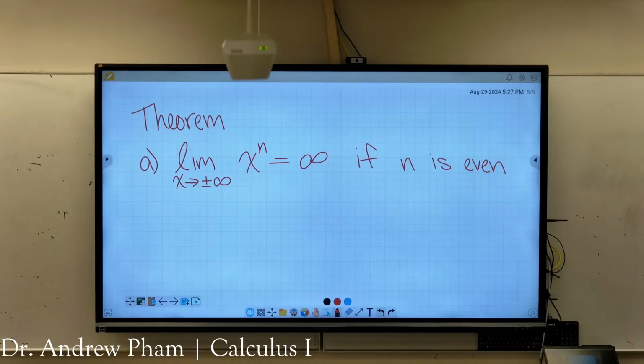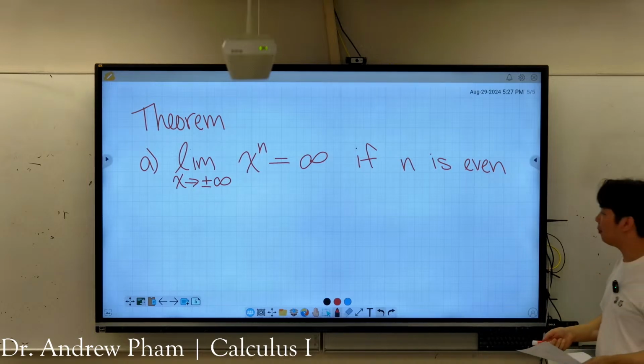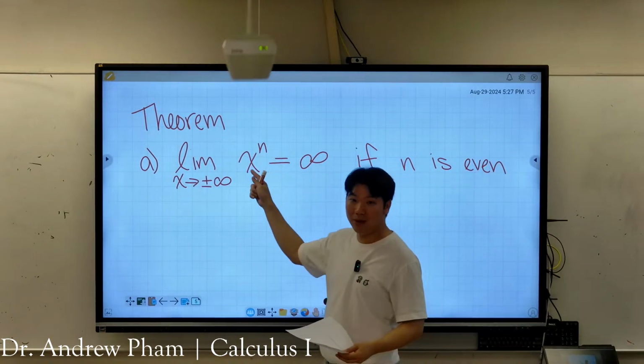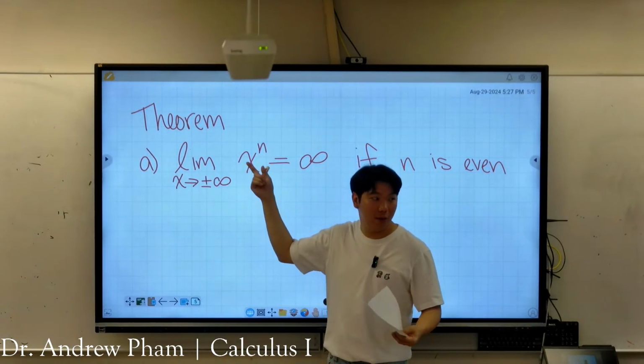What happens whenever I take any number to an even power? Is it going to be positive or negative? Positive. So for example, a negative number squared is positive. And clearly if I put in a positive number and take it to a power, that's still positive.